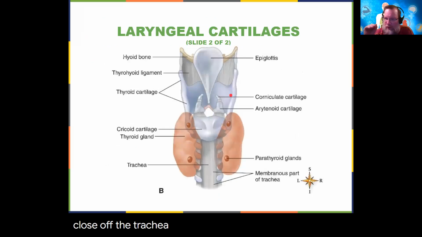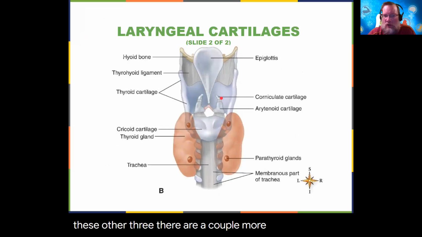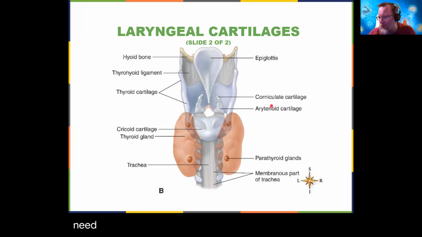Here's a posterior view. This is looking from the back. You can see the epiglottis, and then we've got these other three. There are a couple more types of cartilage besides the thyroid, epiglottis, and cricoid cartilage. We have this corniculate and arytenoid. You probably don't need to worry about any of these.